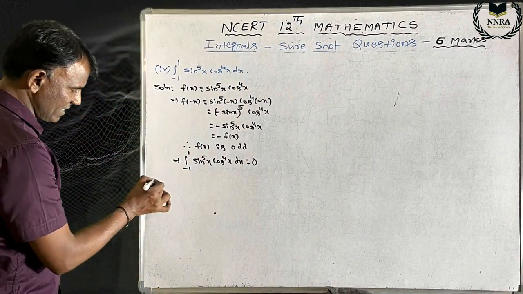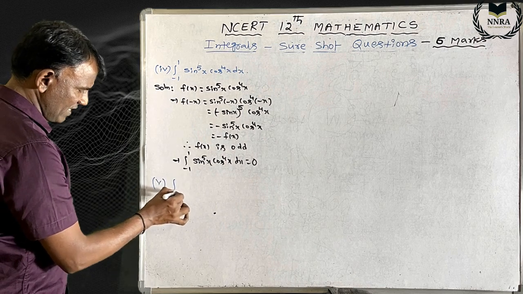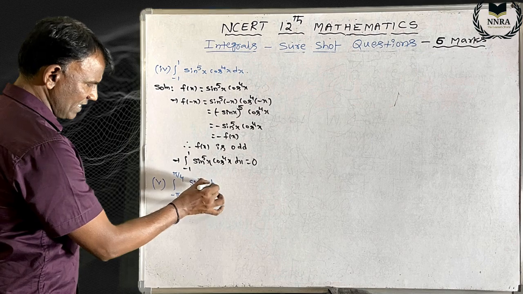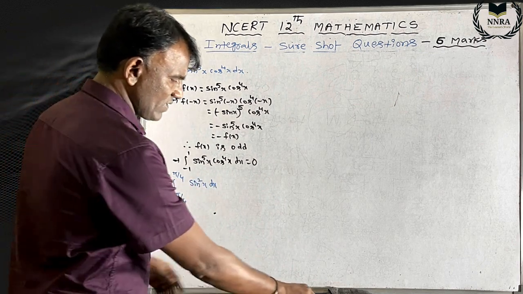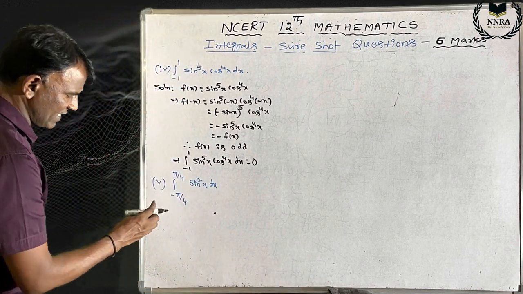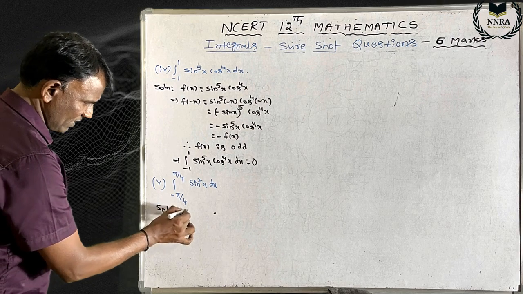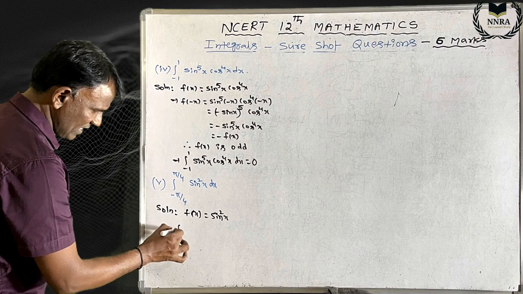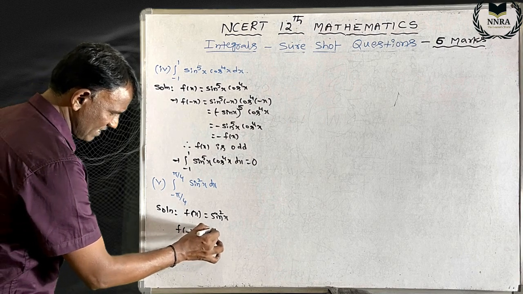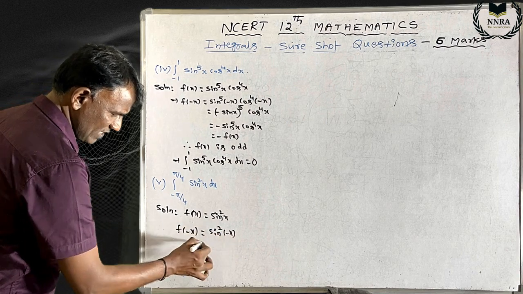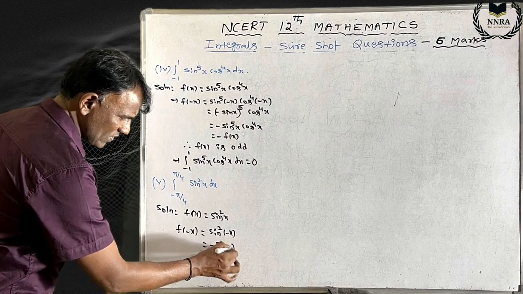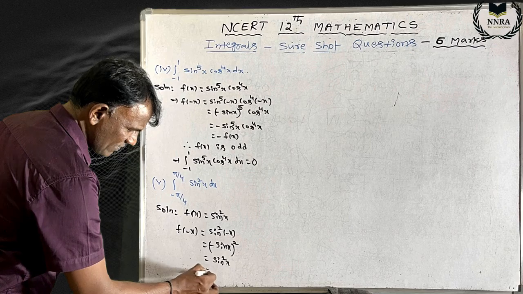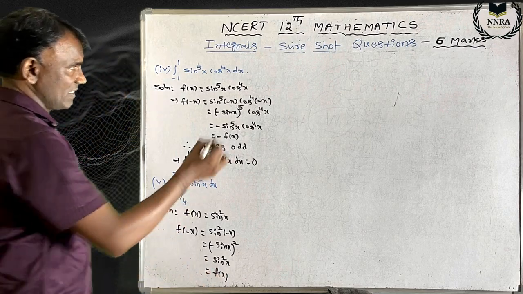And the fifth one is integral from minus pi by 4 to pi by 4 of sin^2 x dx. Now here also the same, na? f of x equals sin^2 x, right? Now we write f of minus x, that is sin^2 of minus x. So (minus sin x) whole square, right? That can be written as sin^2 x, which equals f of x.